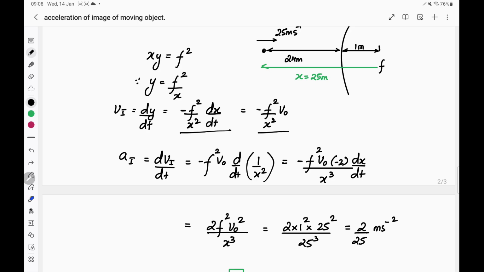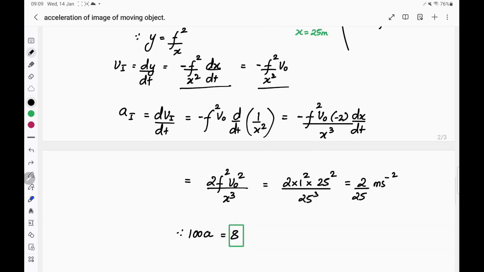So if you differentiate it again, minus f square VO is a constant. Differentiation of 1 by x square will be minus 2 by x cube into dx by dt. So now all you need to do is plug in the values. Dx by dt again VO. So finally you get 2 f square VO square divided by x cube. But we know velocity of object is 25. We'll plug that in. Focal length is 1 meter. We'll plug that in. And the object distance in Newton's convention from the focus is 25. We'll plug that in. You directly get the value 2 by 25. And so the value of 100A is going to be 8.